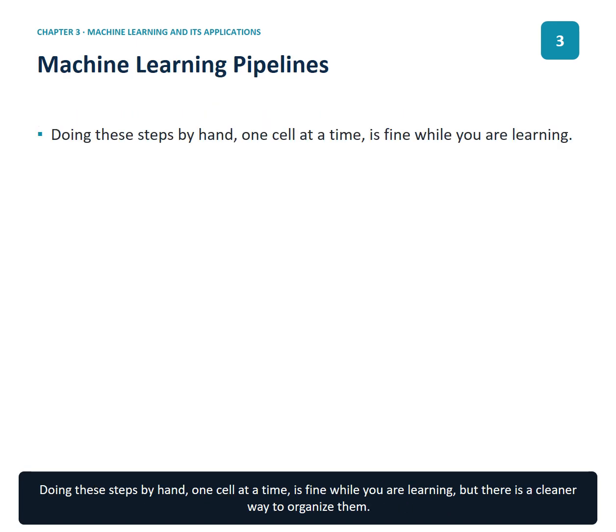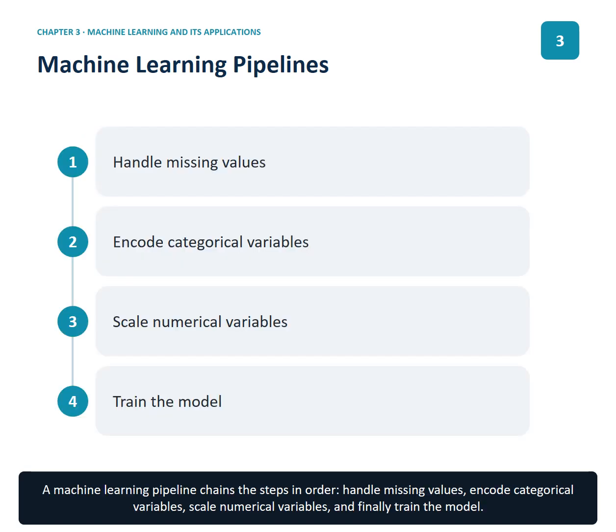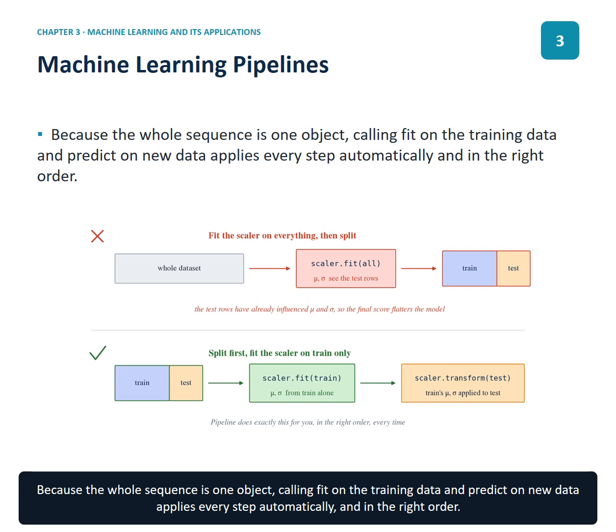Doing these steps by hand, one cell at a time, is fine while you are learning, but there is a cleaner way to organize them. A machine learning pipeline chains the steps in order: handle missing values, encode categorical variables, scale numerical variables, and finally train the model. Because the whole sequence is one object, calling fit on the training data and predict on new data applies every step automatically and in the right order.